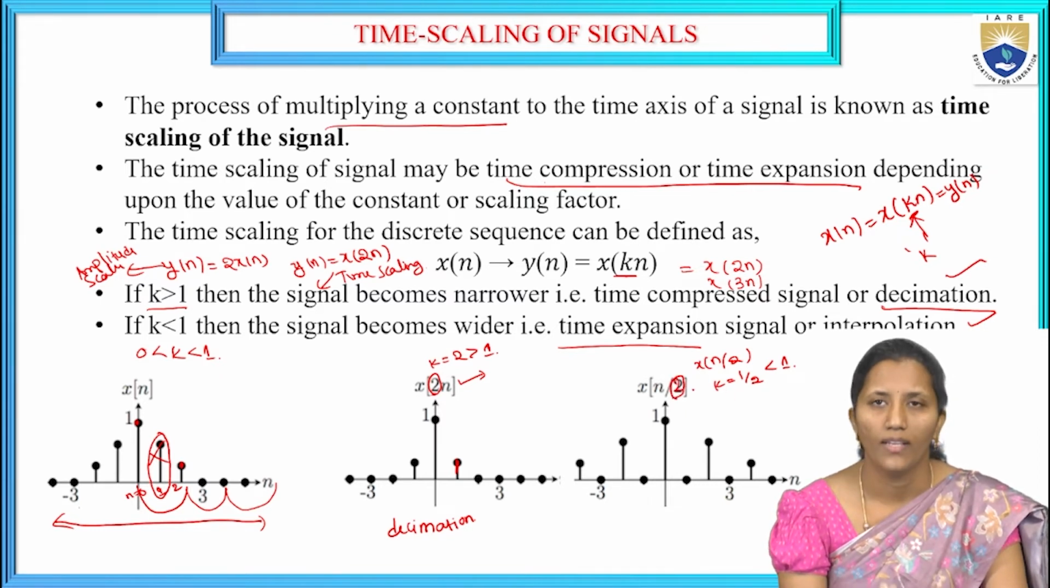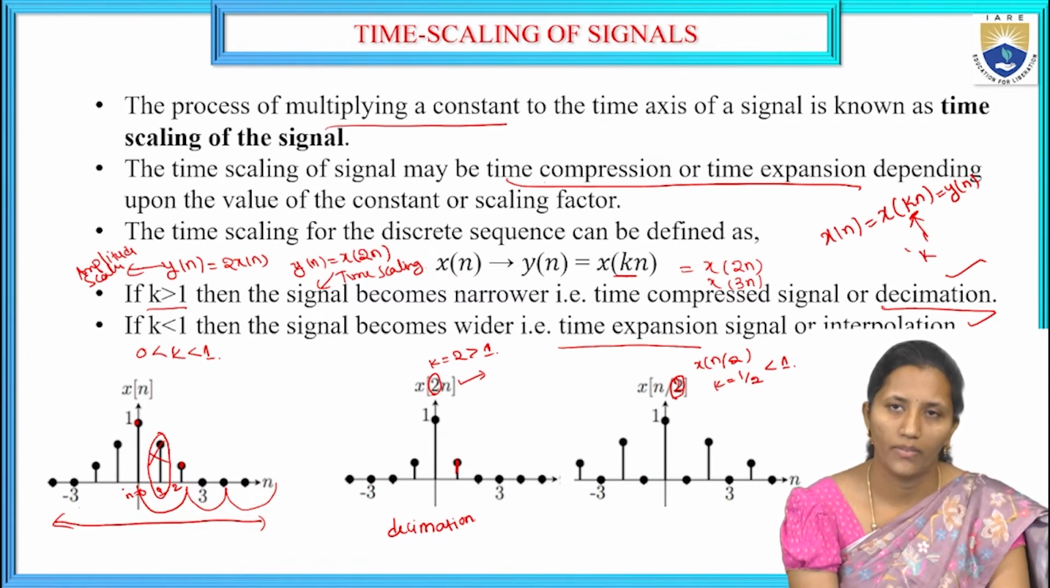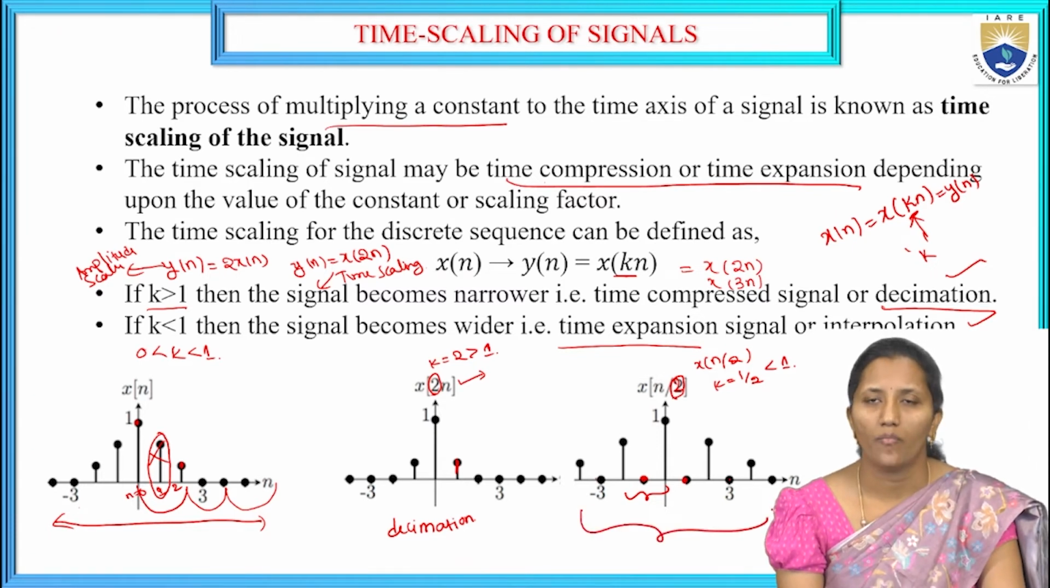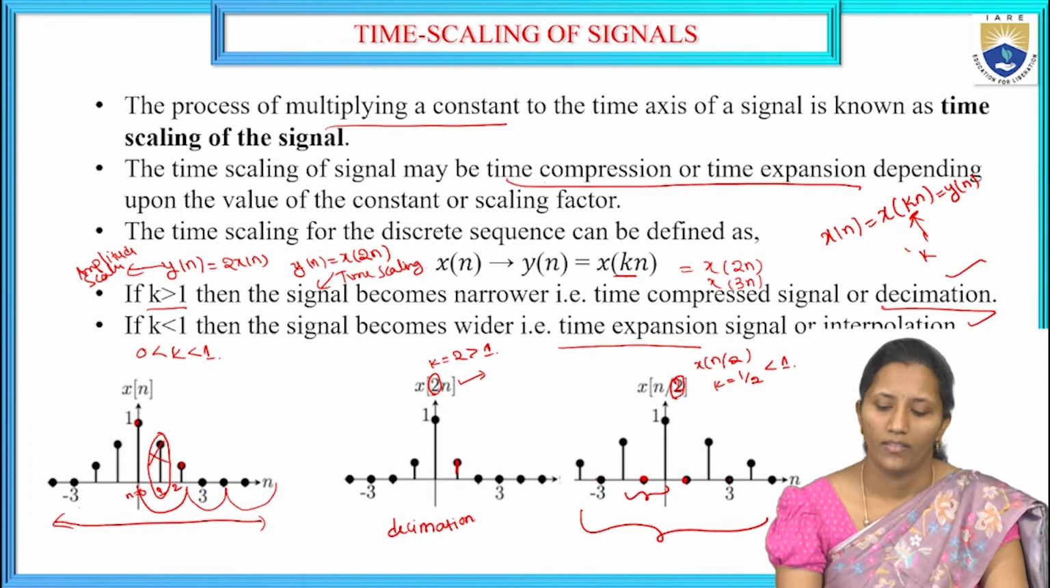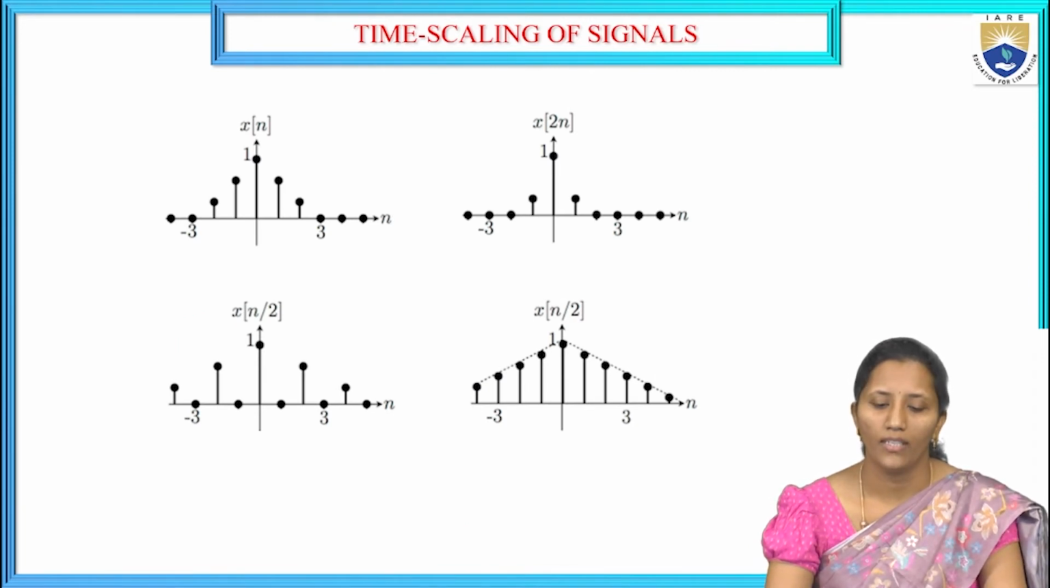So, for x of n by 2, we have two values. Between every two samples, we have to add 2 minus 1 zeros. So, 2 minus 1 is 1. Every two samples of the original signal, we are going to add a zero sample value. So, the number of samples will be expanded in the interpolation signal. This is another example for the time compression and time expansion signal.